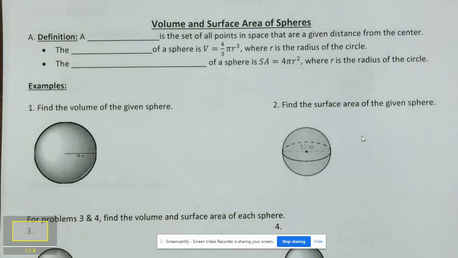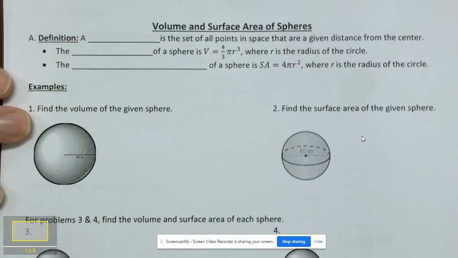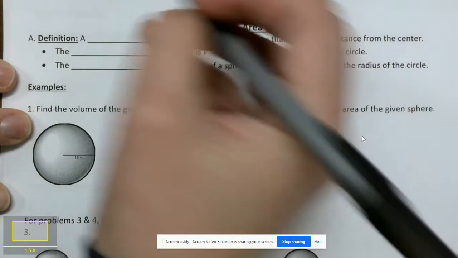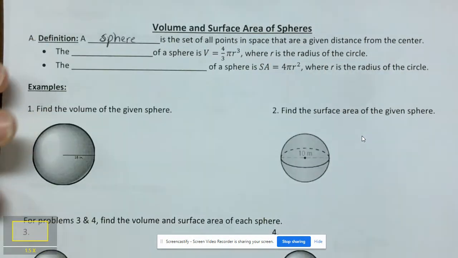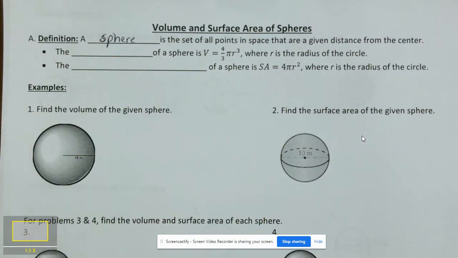In this video, we're going to be looking at the volume and surface area of spheres. So let's get the definition, first of all, of what a sphere is. A sphere is the set of all points in space that are a given distance from the center. When you think of a sphere, you've probably been taught to think of the Earth. The Earth is shaped like a sphere. So we're going to define what the volume and the surface area would be for a sphere.